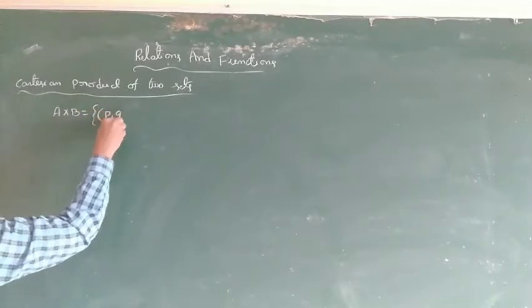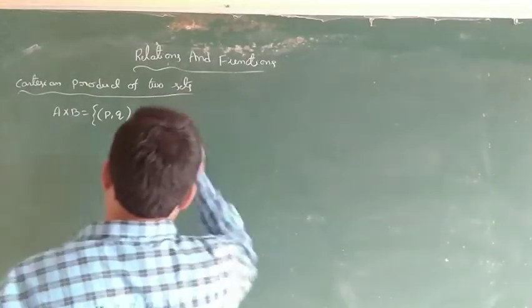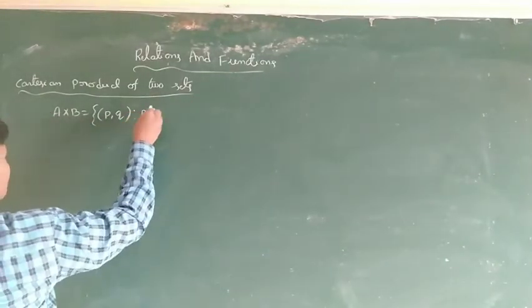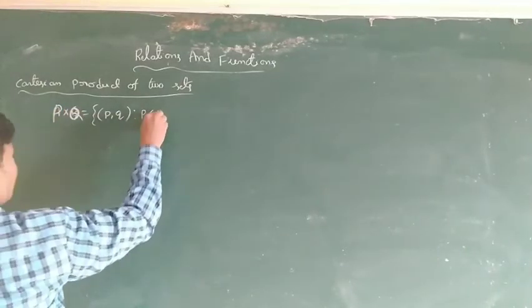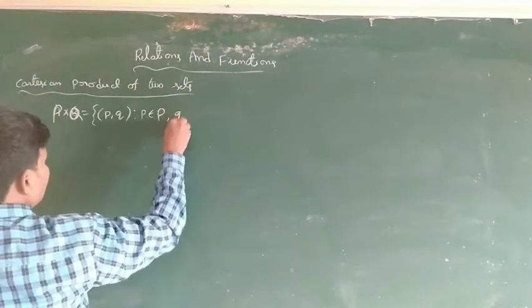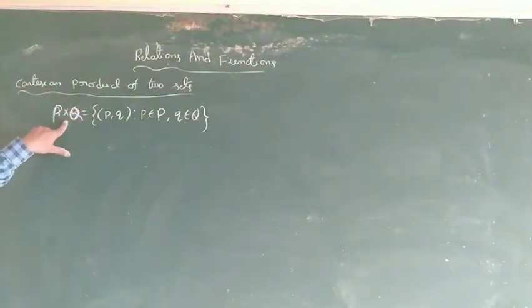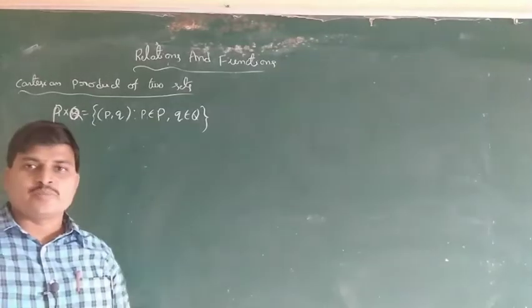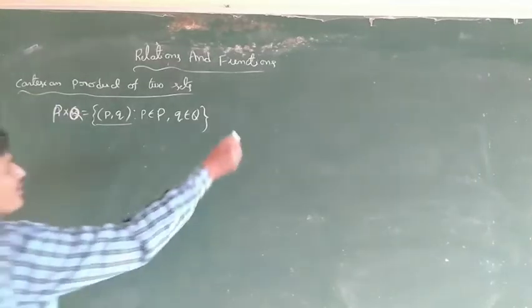So this is the set of ordered pairs (p, q) such that p belongs to P and q belongs to Q, written P cross Q. The symbol of the Cartesian product is cross. This bracket is called an ordered pair.